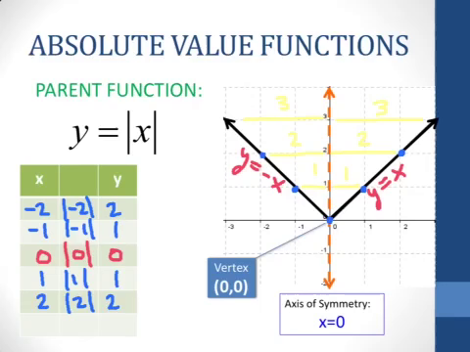So for our parent function, our vertex is always 0, 0. Our axis of symmetry is always x equals 0, the y-axis. The domain for the parent function will always be all real numbers. And the range for the parent function is y greater than or equal to 0. Now when we start shifting this function around the coordinate plane, all of this will change. But for the parent function, this will always be true. The vertex is 0, 0, the axis of symmetry is x equals 0, our domain is all reals, and our range will always be y greater than or equal to 0.